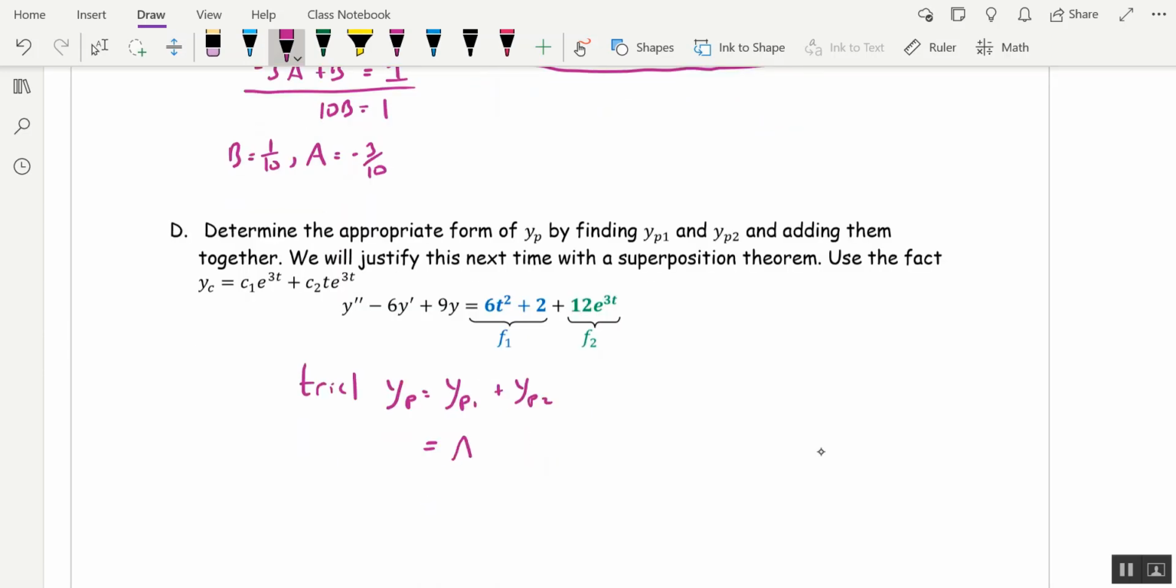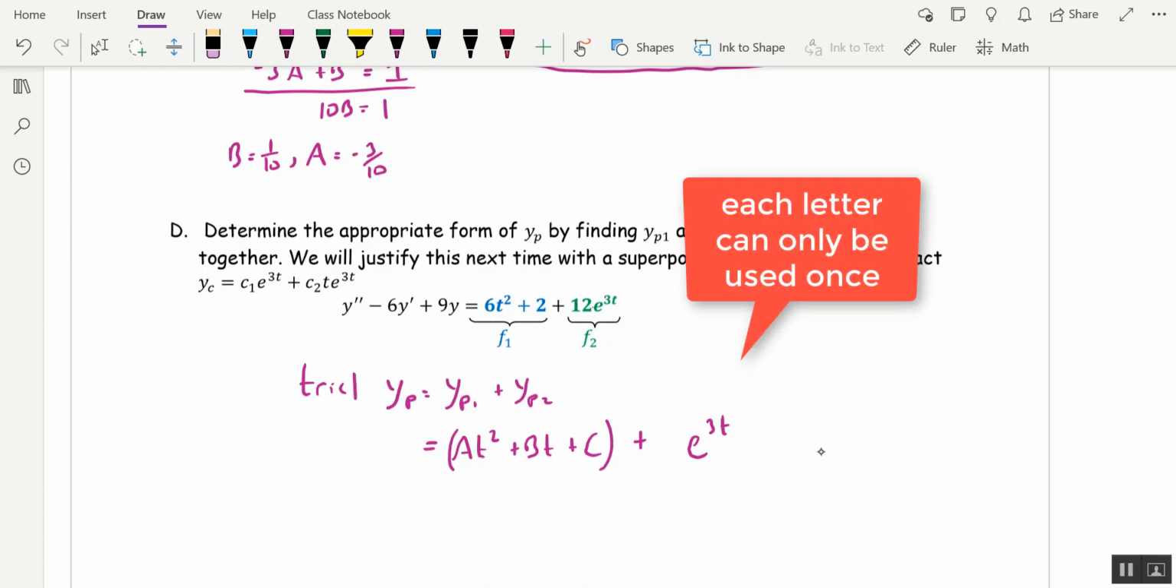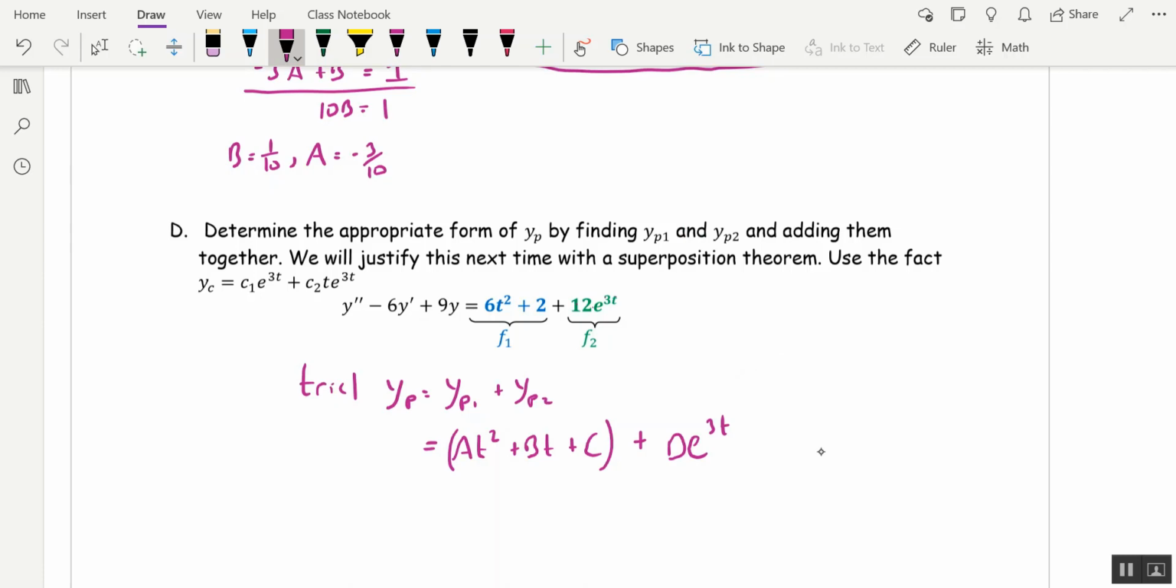So we want a t squared plus bt plus c. So there's our yp1. Now we're going to add on yp2, which would be constant d times e to the 3t. Now a common mistake, since this is yp1 plus yp2, is to start from the beginning and say, oh, I'm going to use a again. You can't do that. So I've got yp1 plus yp2. Then I check for repeats.